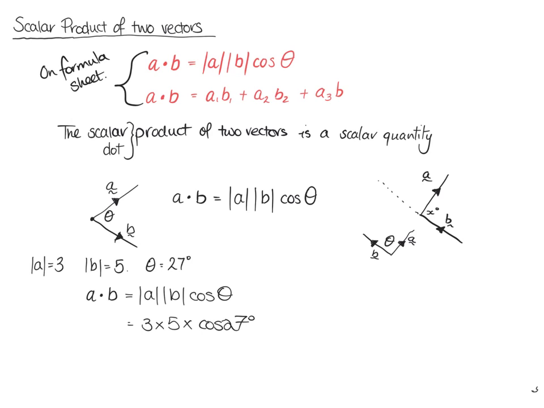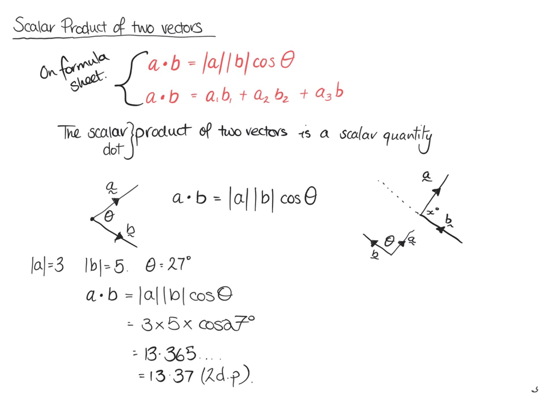Okay, and then when we put that into our calculator, we get 13.365 or 13.37 with 2 decimal places. Okay, so that is a scalar product. It's a formula that we need to know. Okay, that's the first one.